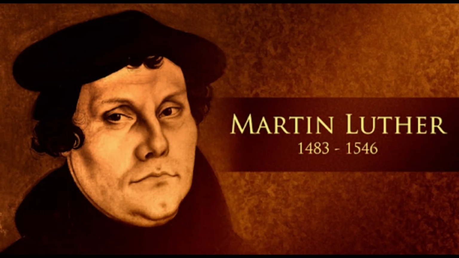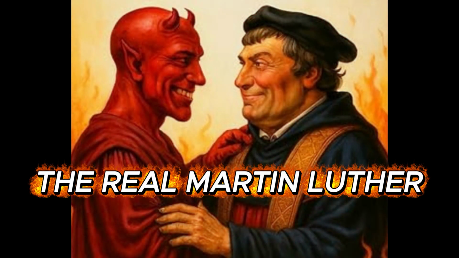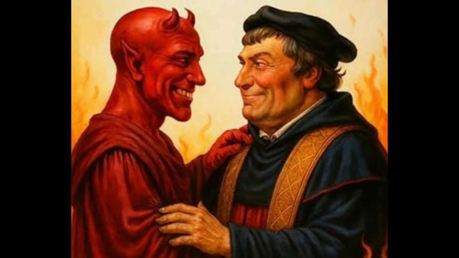Martin Luther documented hostility, 1543. Luther's later writings reveal virulent hostility toward Jews. His publications included On the Jews and Their Lies, On the Ineffable Name and the Lineage of, On the Last Words of David. These works advocated destruction of synagogues, confiscation of writings, and suppression of teachers.